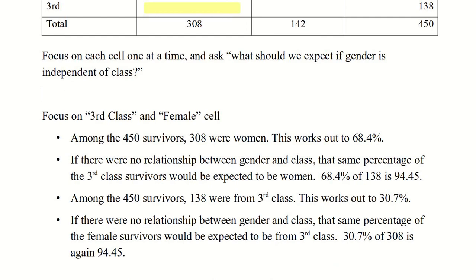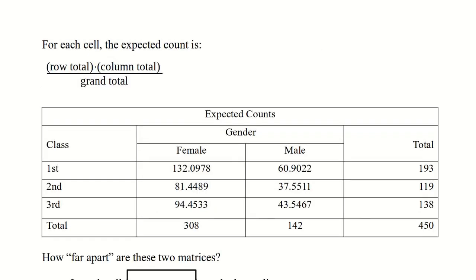Now, we can work out this number the same way by asking a different question. Among the 450 survivors, 138 were from third class. That's 30.7%. Again, if there were no relationship between gender and class, that same percentage of female survivors would be expected to be from third class. 30.7% of the 308 female survivors is again 94.45.